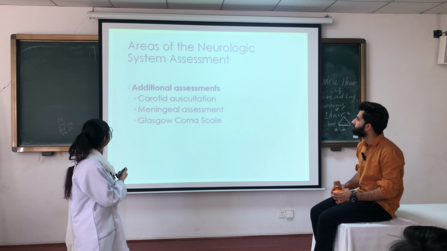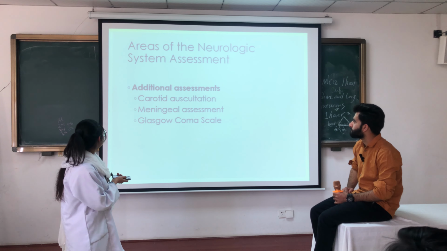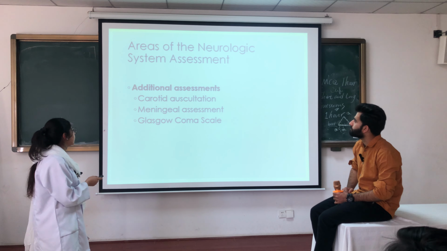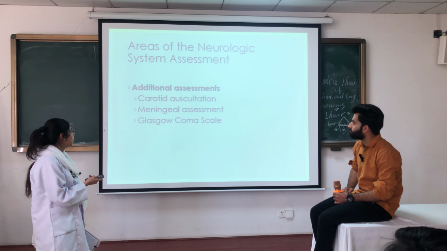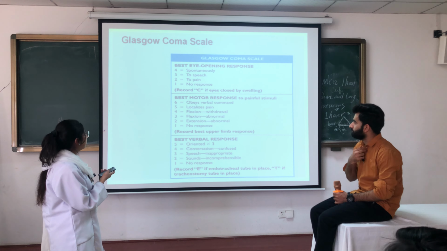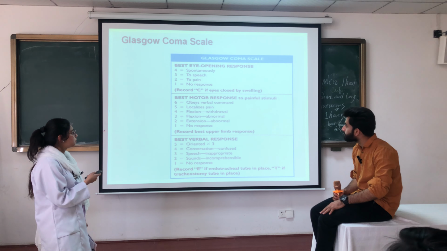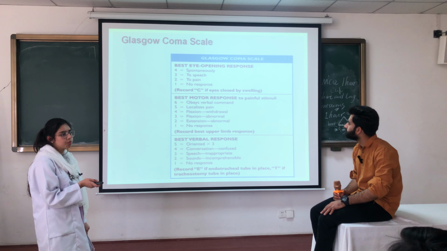So we can't perform the abdominal reflex here. In the end, for additional assessment, we can go for carotid auscultation, meningeal assessment, or the Glasgow Coma Scale. In the Glasgow Coma Scale, we have to see three main things. We have to see the eye opening response, motor response, and verbal response.